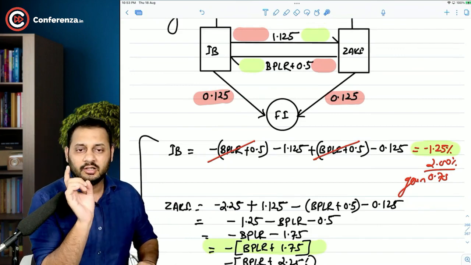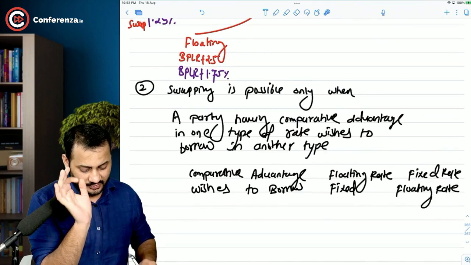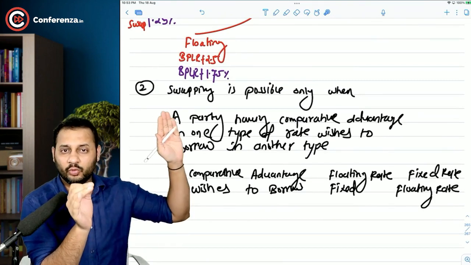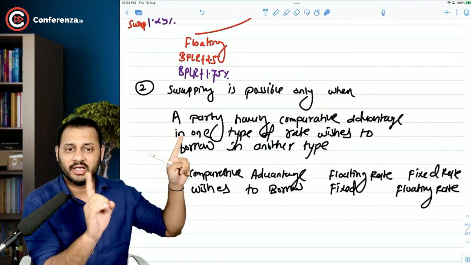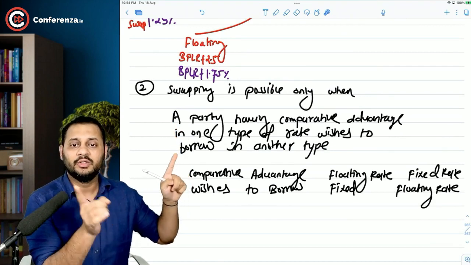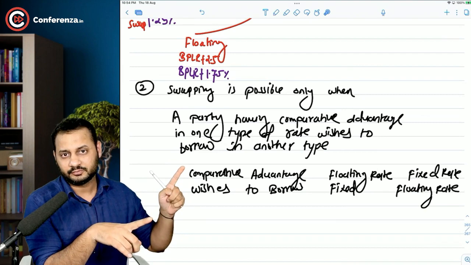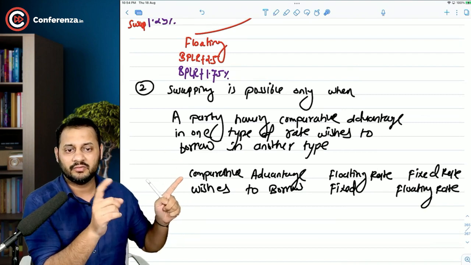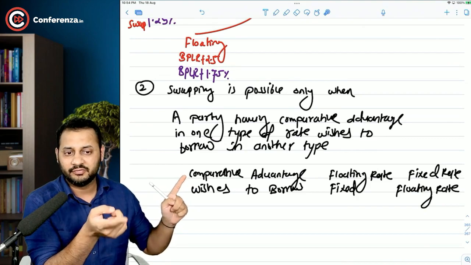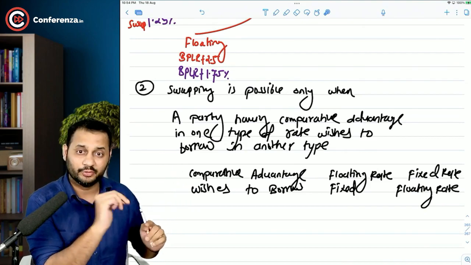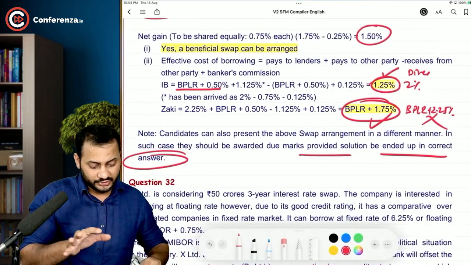Got it? Now, summary is that first of all, swapping is possible only when a party having a comparative advantage in one type of rate wishes to borrow the other type of rate. So if you have a comparative advantage in floating, you should wish to borrow fixed. If you have an advantage in fixed, you should wish to borrow floating. So the opposite should be the story.